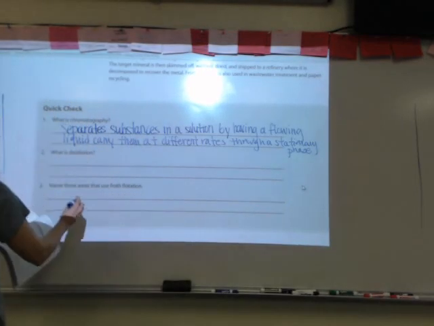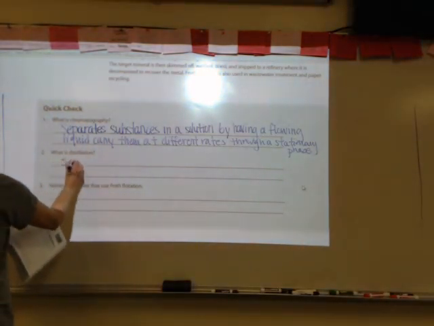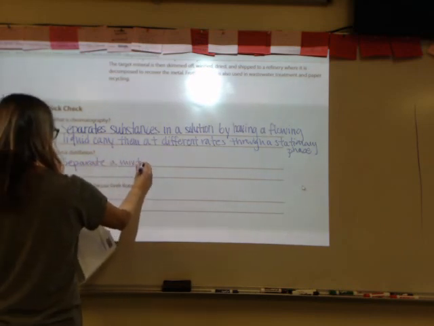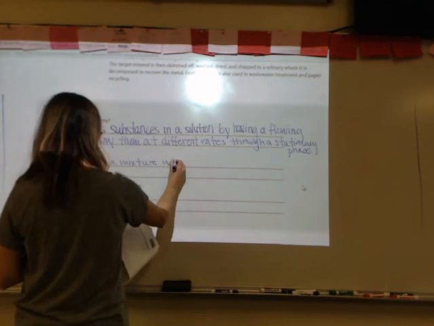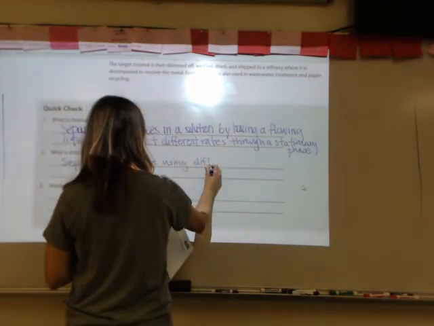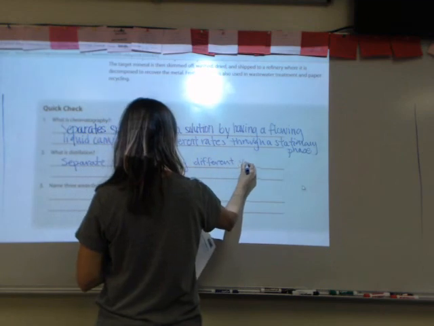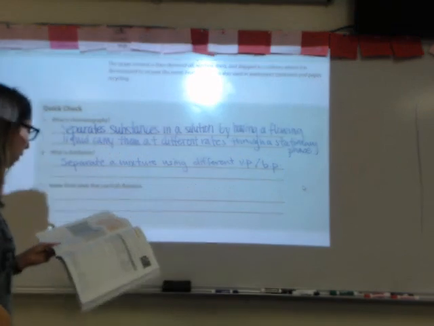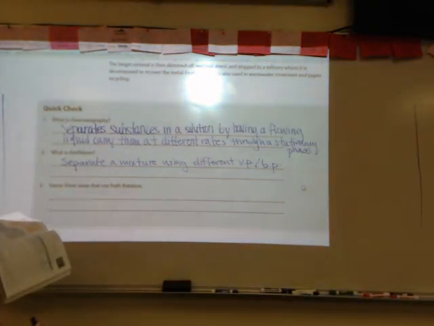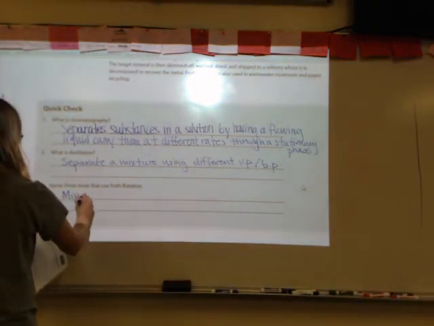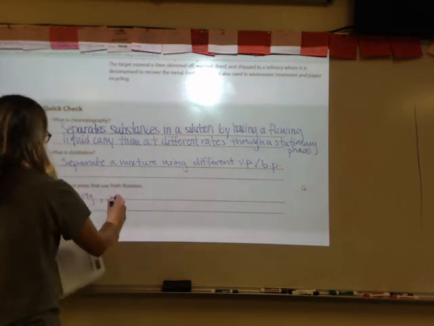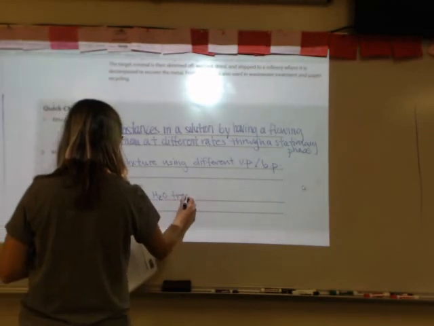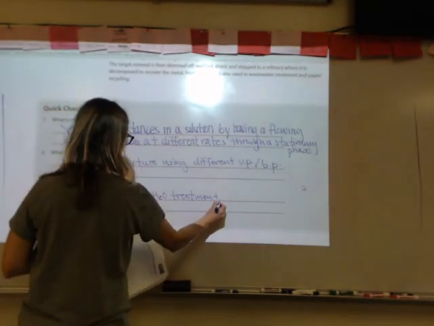Number two, what is distillation? This is where you separate a mixture using different vapor pressures. I'm going to abbreviate that with BP, or boiling points. Name 3 areas that use froth flotation. This would be mining and wastewater treatment and paper recycling.